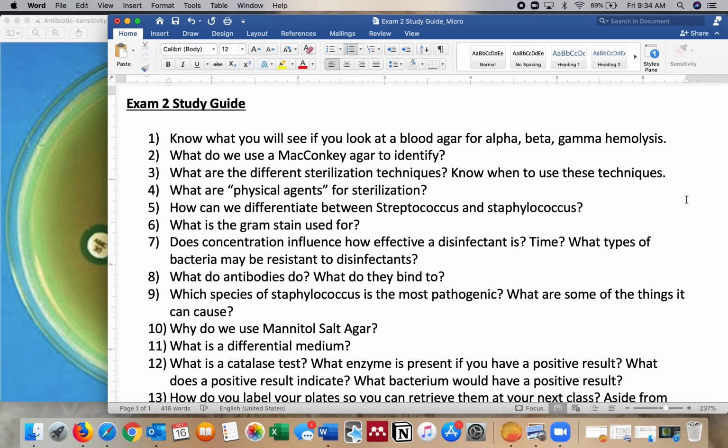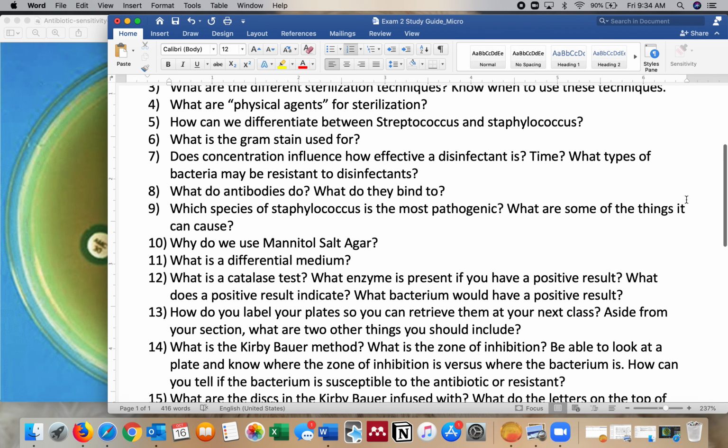What are physical agents? This can be found on page 57 of your lab manual. It's a bolded term, and that's something that you guys can just look up as you are studying for this.